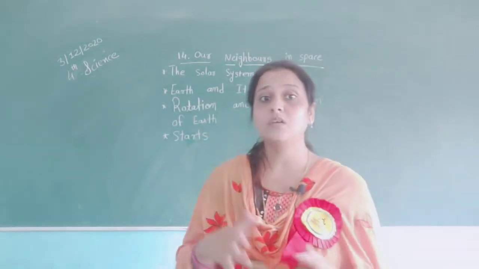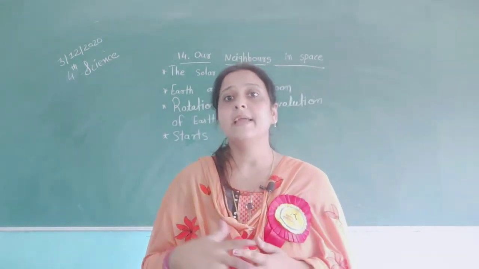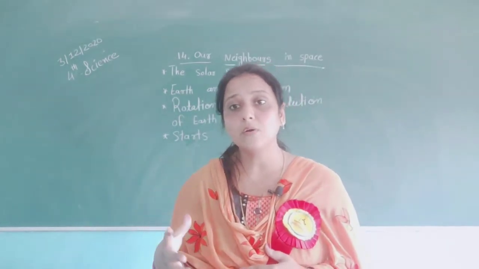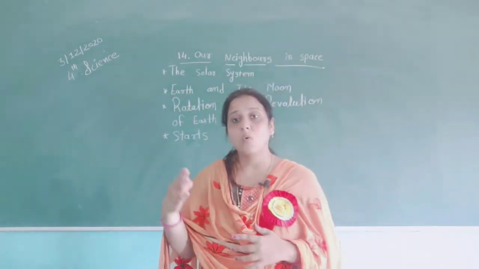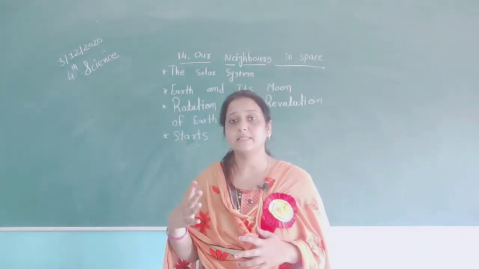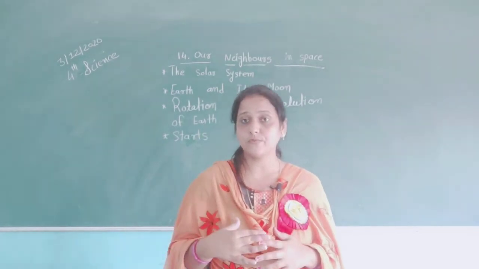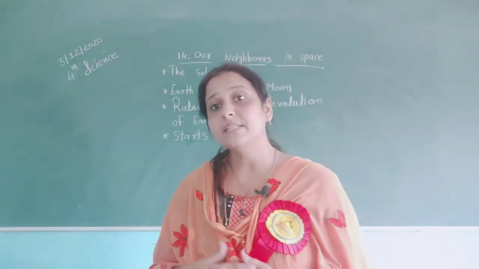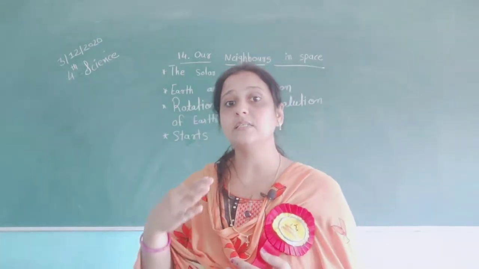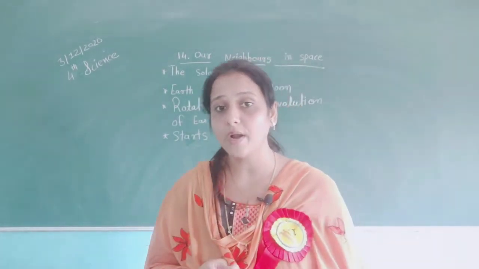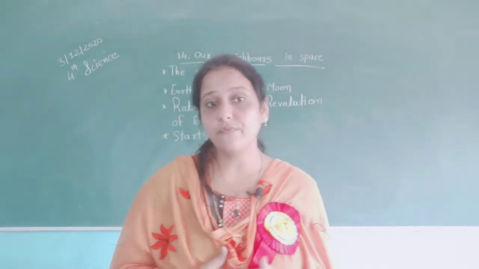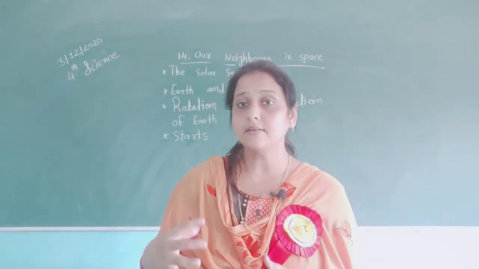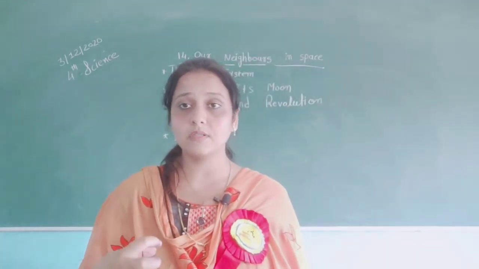Then the Earth. The Earth is the third planet from the Sun. It is the only planet which supports life, human life and living organisms, meaning animals. All types of living organisms we can see on Earth because Earth provides the atmosphere which we use to live our life. It is also known as the blue planet because 70% of its surface is covered with water. The Earth is the only planet on which water exists in liquid form.